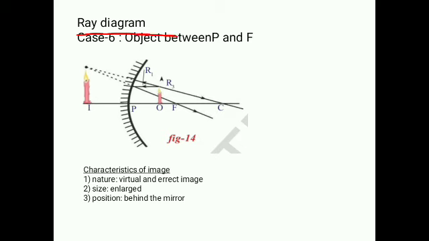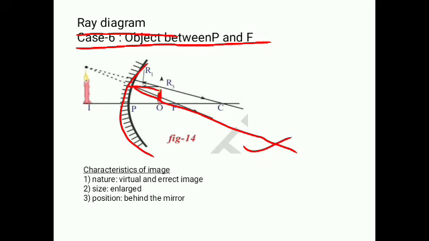Ray diagram, case 6: object between pole and focal point. This is a concave mirror. Here we place the object. R1, a parallel ray after reflection passes through the focal point. This is R1.